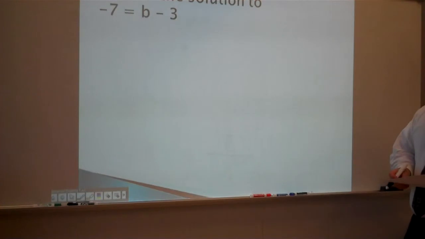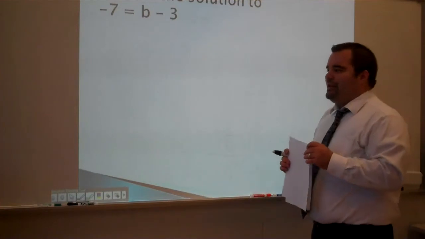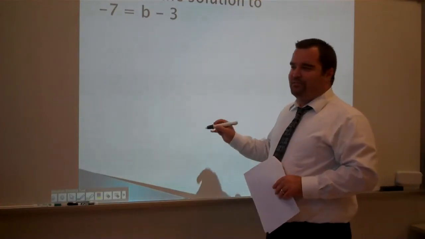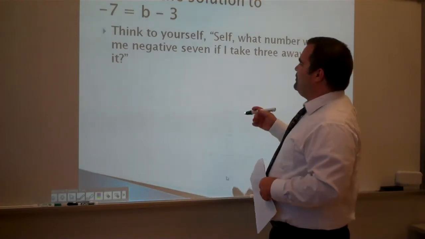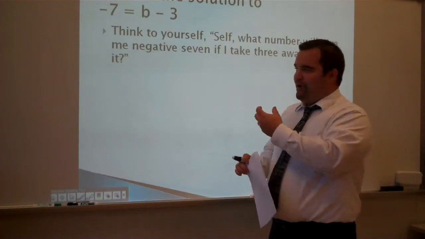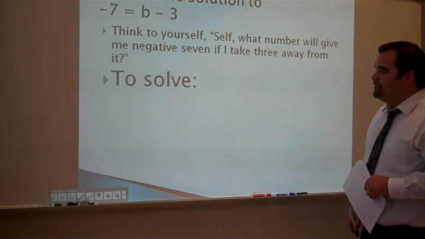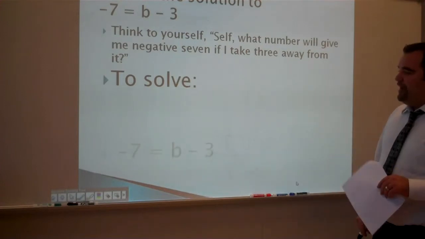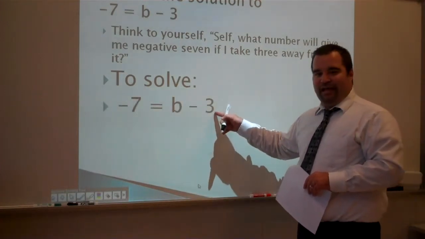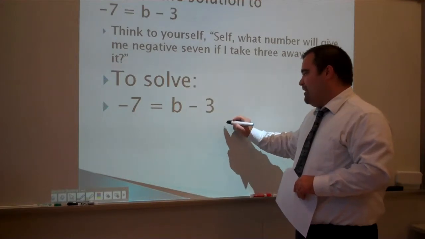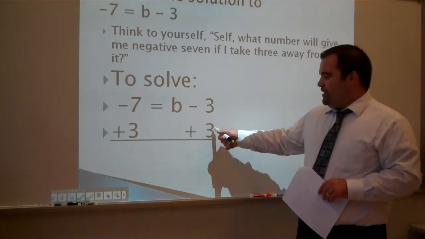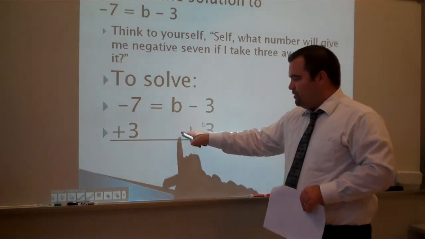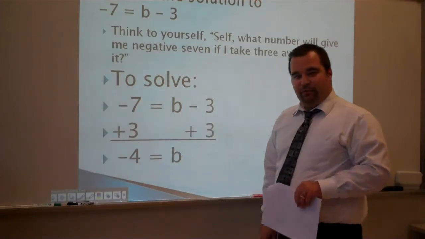How about this problem? Negative 7 equals b minus 3. Now, I found that a really easy way to solve these problems is to think to yourself, what number in the whole world would give me a negative 7 if I took 3 away from it? To solve this problem, I write it. How do I get rid of a negative 3? I add 3. And whatever I do to this side, I must do to this side. Negative 3 plus positive 3 gives me a 0. So it would be b equals negative 4.